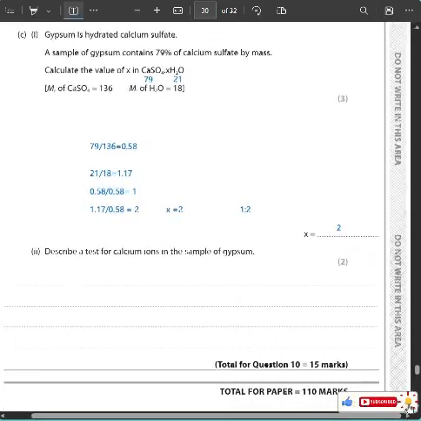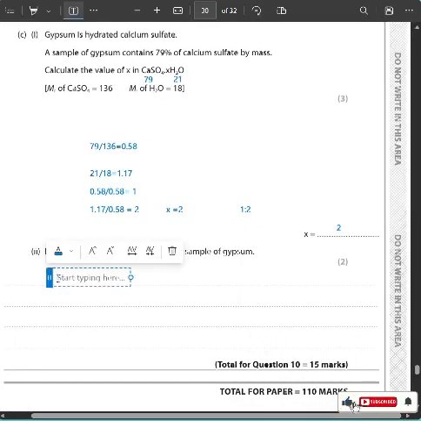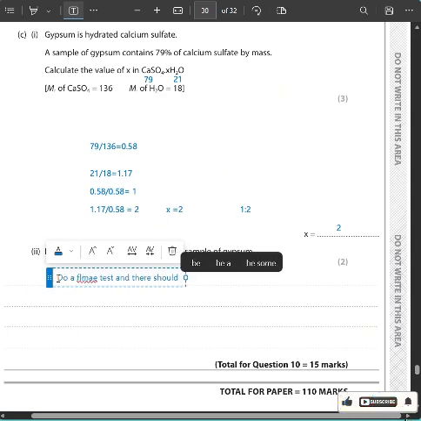Describe a test for calcium ions in the sample of gypsum. We should do a flame test, and there should appear an orange-red flame.